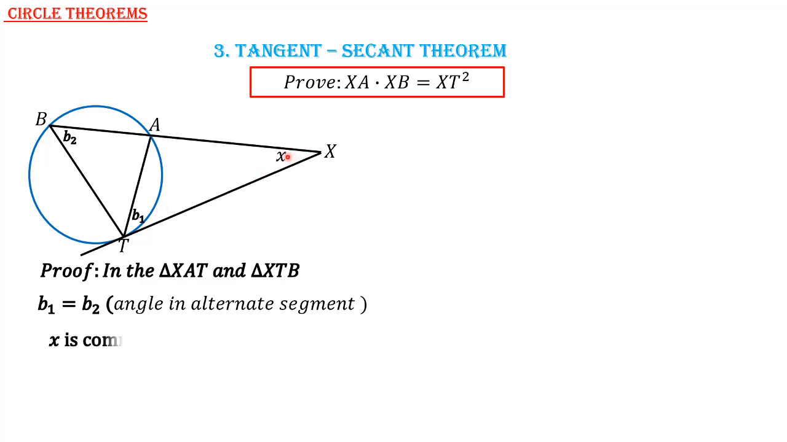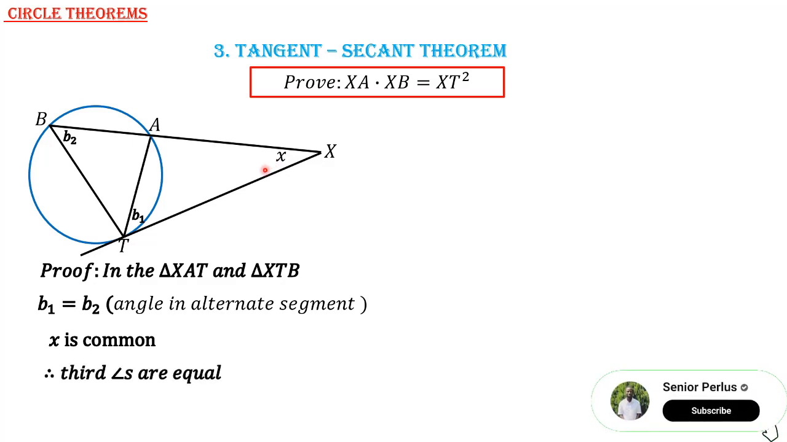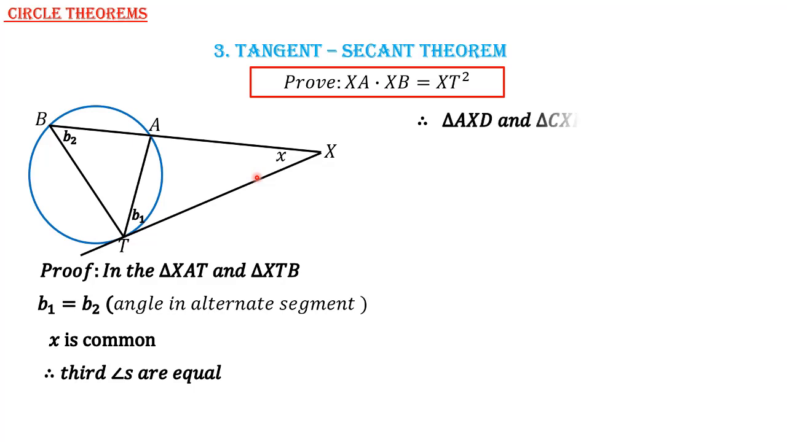Then this S, they are sharing the same angle here. Therefore, S is common. Then the third angles are equal. Then the third angles are equal. So therefore, this proves the similarity. So triangle ASD and triangle CSB are similar.